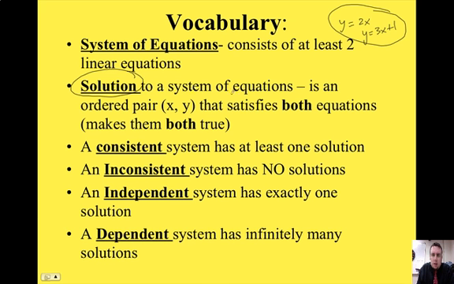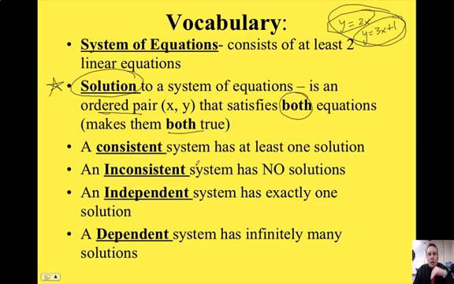A solution to a system is an ordered pair that satisfies both equations. So think of one ordered pair that satisfies both. Now you can't just look at those and find out. You have to actually graph or do some other options that we have. I can find plenty that makes this true, plenty that makes this true, but what makes both of them true at the same time? That's what we call a solution to the system.